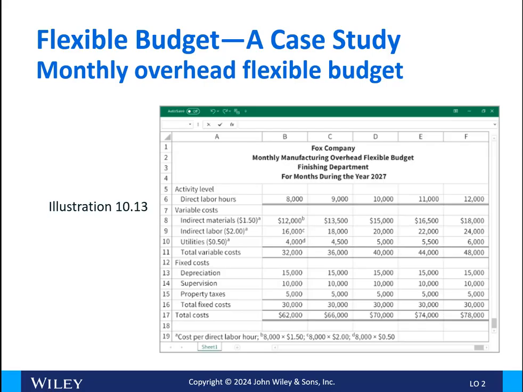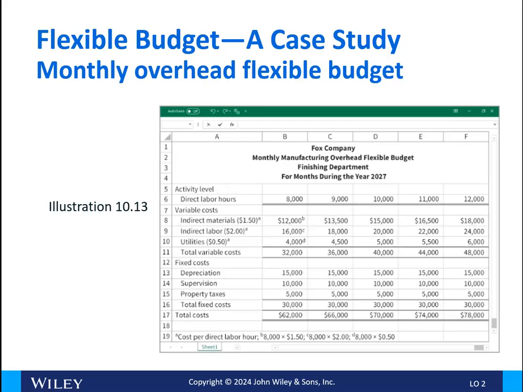We take that number of direct labor hours times our variable costs. So indirect materials $1.50, indirect labor $2, utilities 50 cents. We just multiply that by the direct labor hours in each column, and we get our variable costs for each level of activity.